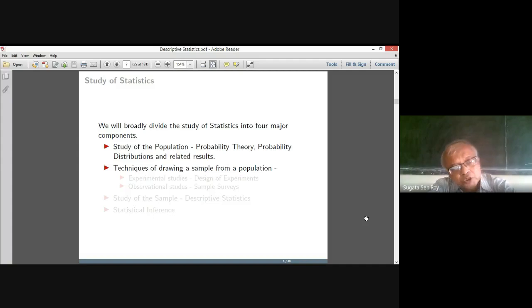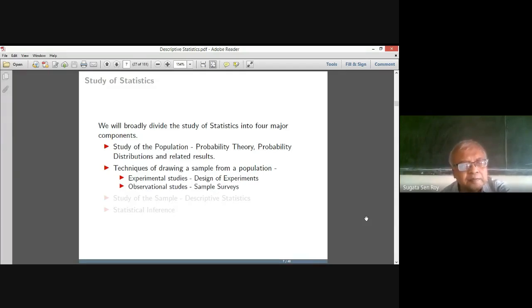Then you need to look at the techniques of drawing a sample from a population. We can't study the whole population. I would require a sample from X. So how do I actually draw a sample from the population? That has to be done in a proper manner so that I can go back and relate to the population again. Now there are 2 methods generally.